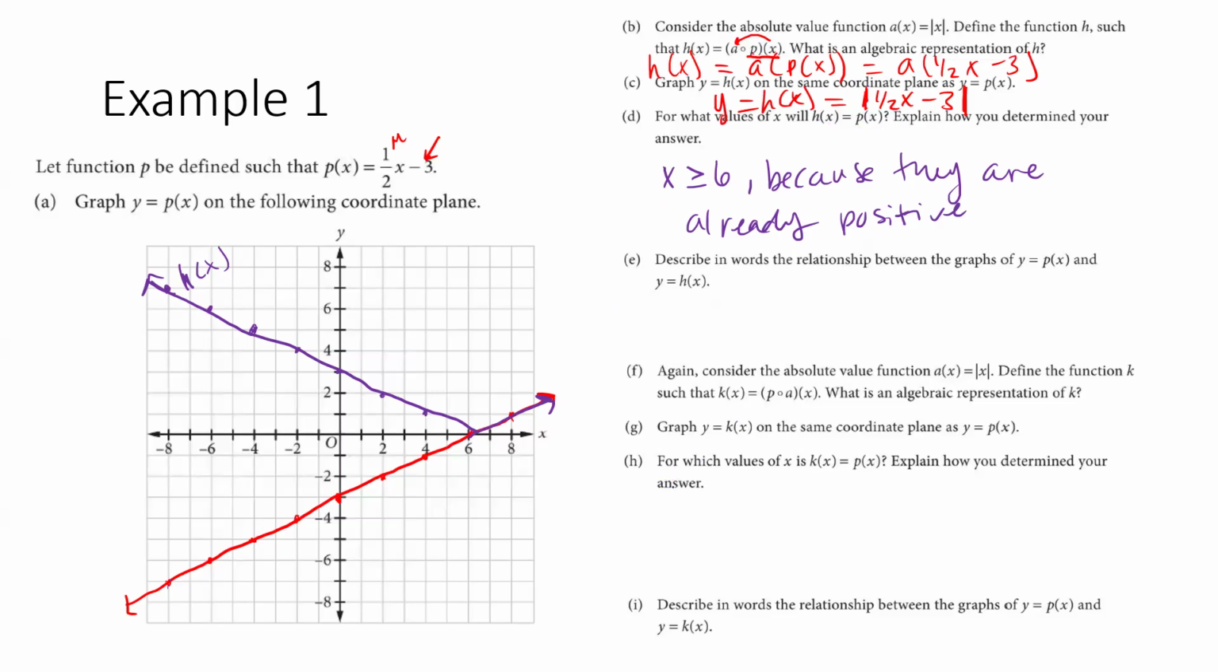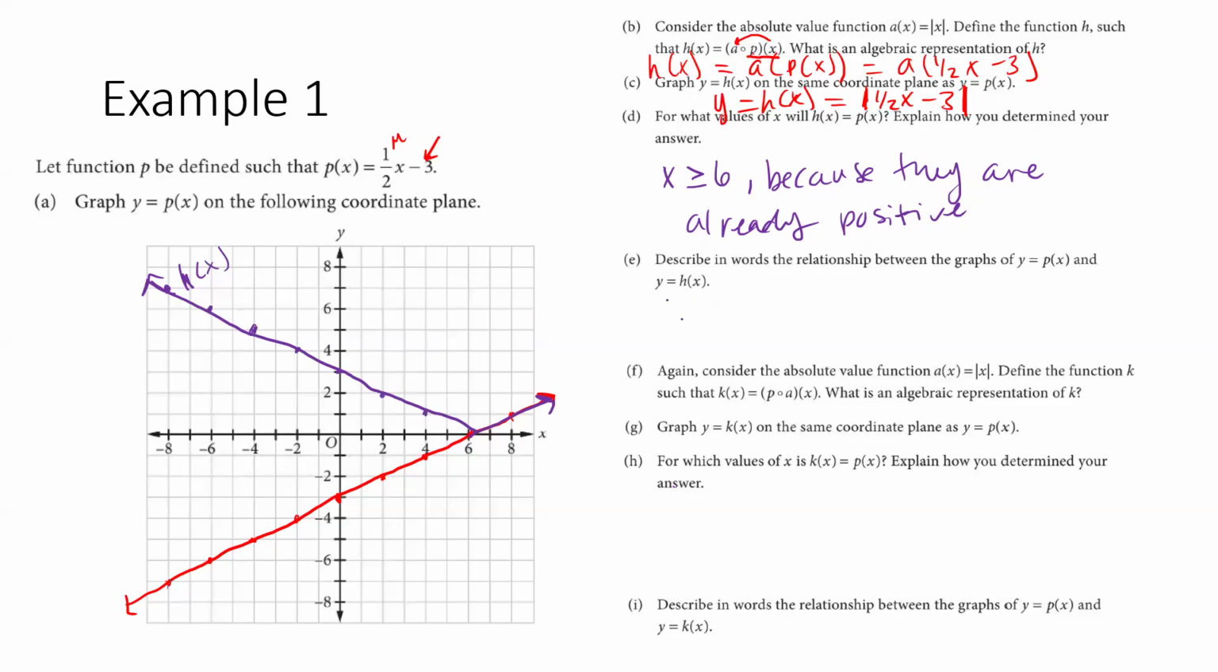So what did this model do to p of x? What happened? So when I plugged p of x into a, what did it do? So when I put a function inside an absolute value function, what should I expect to happen? What's the change? What's different? All my negative outputs became positive outputs, right?